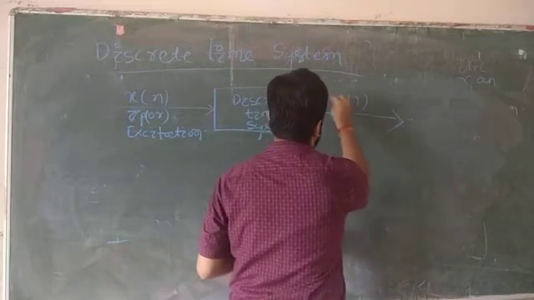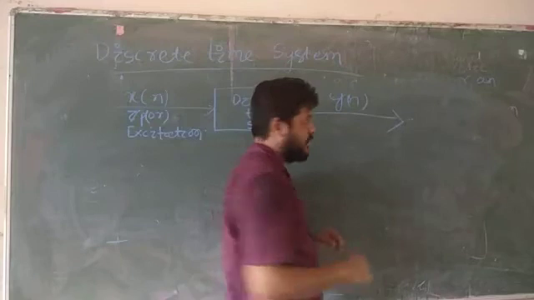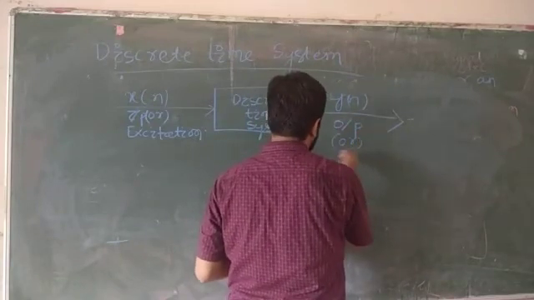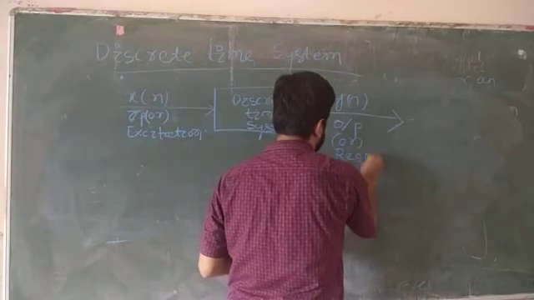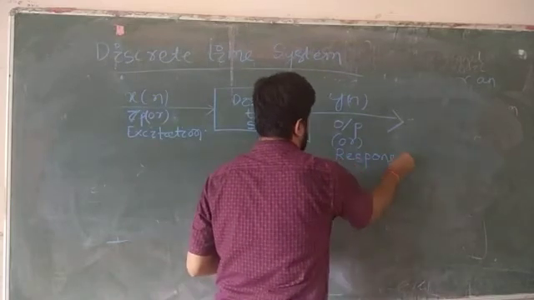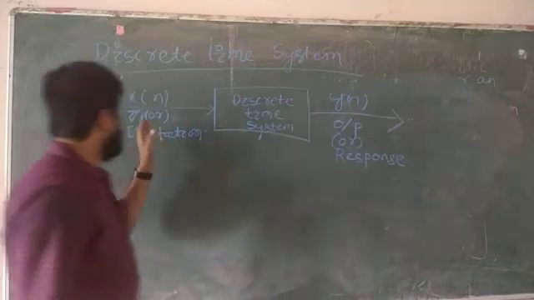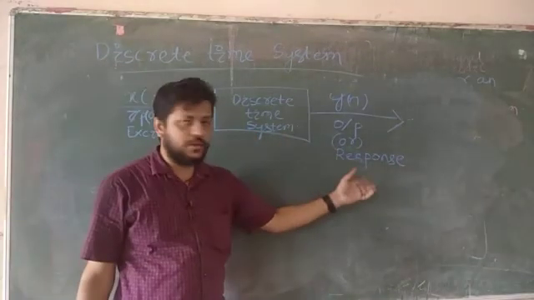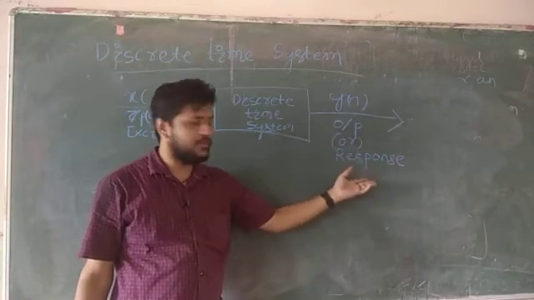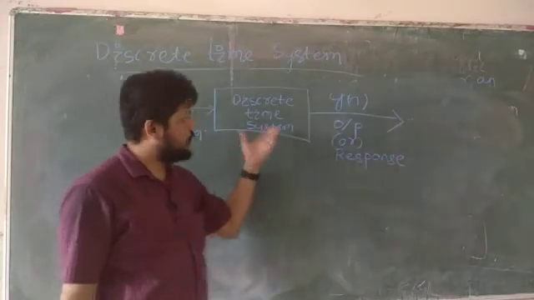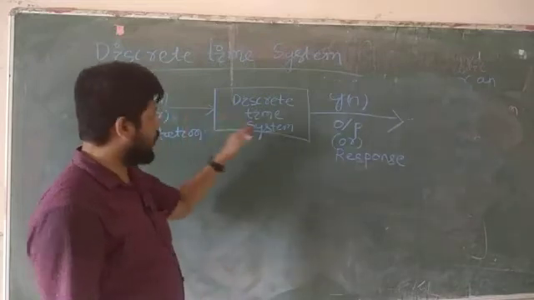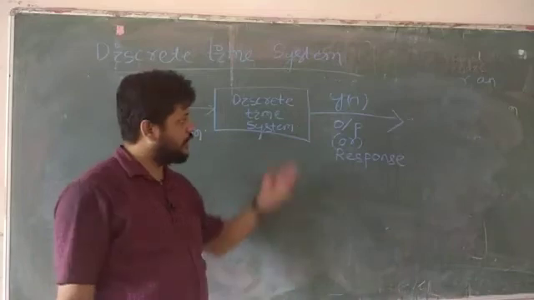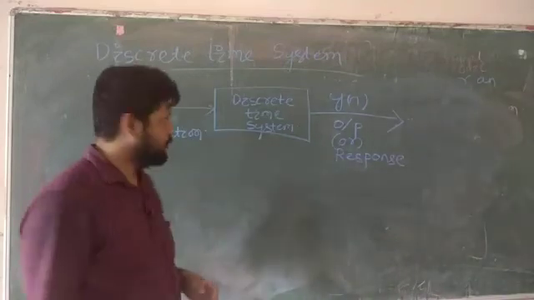The output is denoted as y(n), written in small letters. This is known as your output or response. So the input is otherwise called excitation, and the output is also known as your response. This is a discrete time system, hence it always operates on a discrete time signal and it provides an output that is also a discrete time signal.